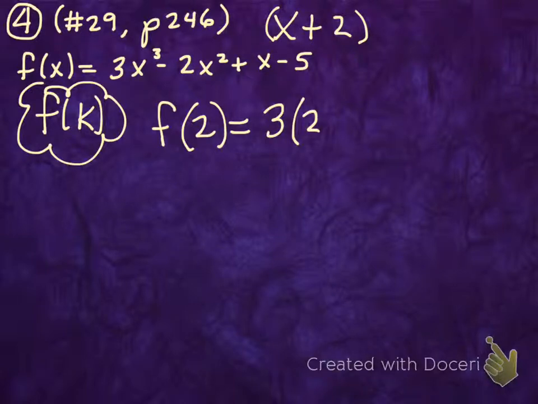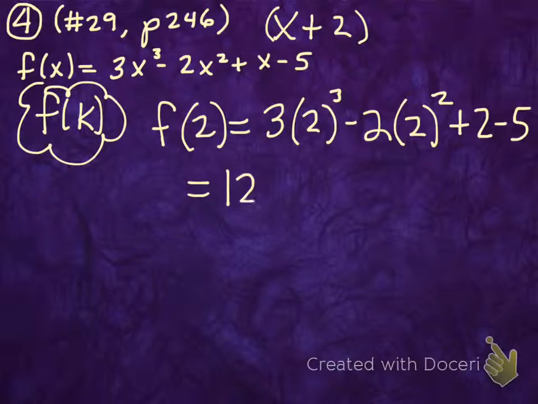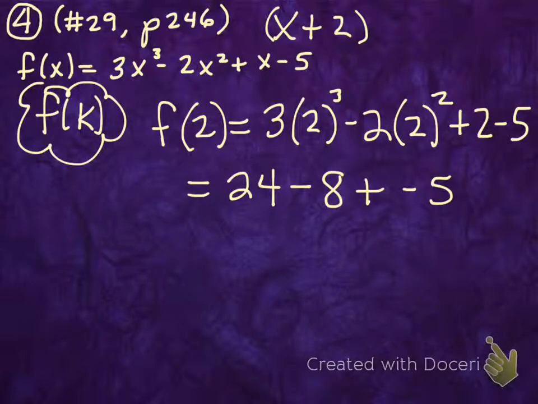So we have 3 times 2 cubed minus 2 times 2 squared plus 2 minus 5. Well, 3 times 2 squared is 12, because 2 squared is, I'm sorry, that wasn't squared, it was cubed. Let's try that again. 2 cubed is 8 times 3 is 24, and then 2 squared is 2 times 2 is 4, times 2 is 8, and then we have plus 2 minus 5 waiting their turn.